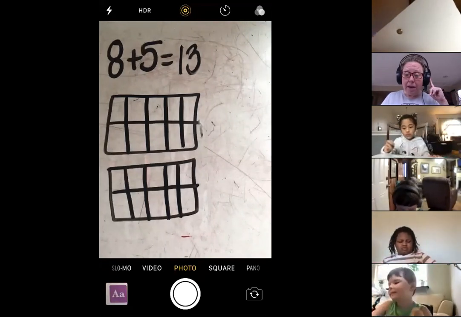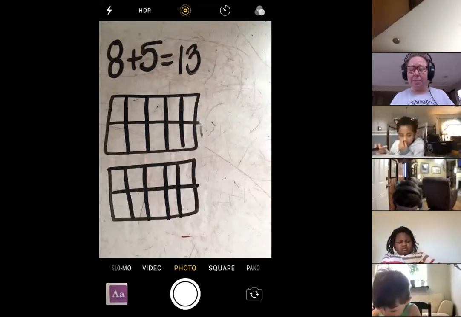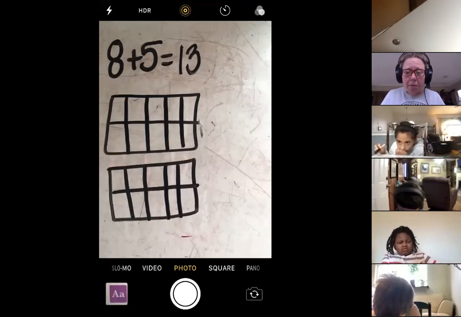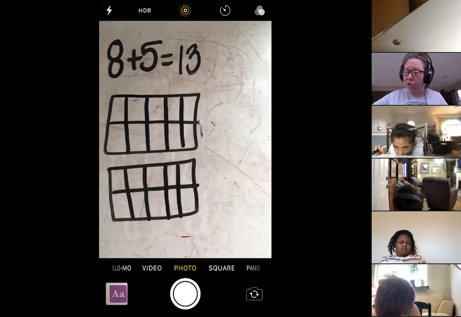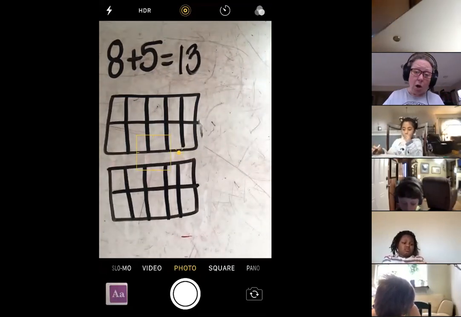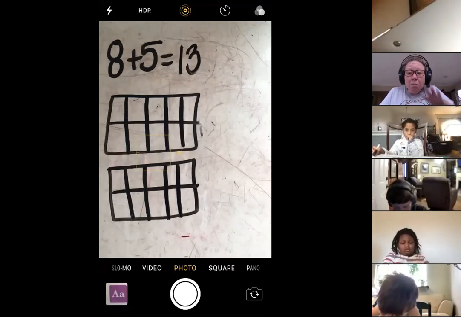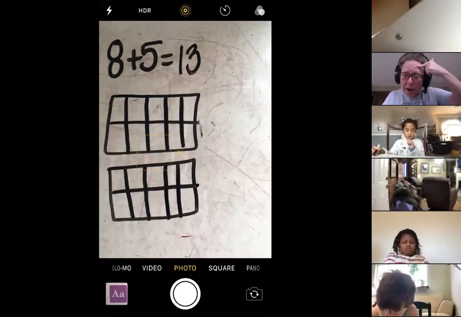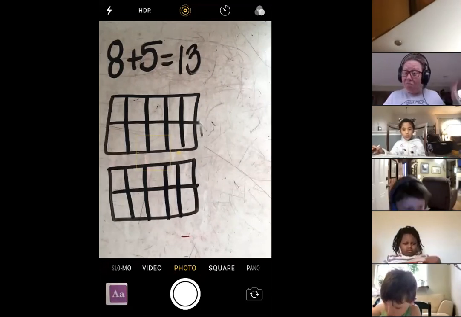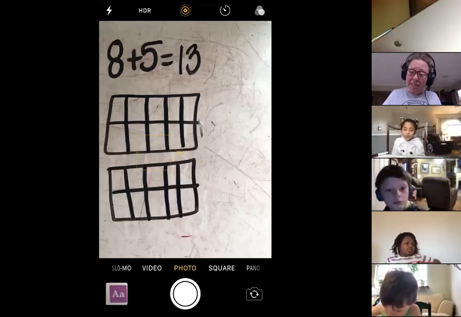Now remember, ready? Oh, I have a lot of wiggles. I need everybody to be still. Now remember, this is just a strategy. If you don't like this strategy, that's okay. You don't have to use it, but I have to teach it to you. So you can put it in your toolbox, which is your brain, and use it if you like it. And if you don't like it, you can put it to the side.